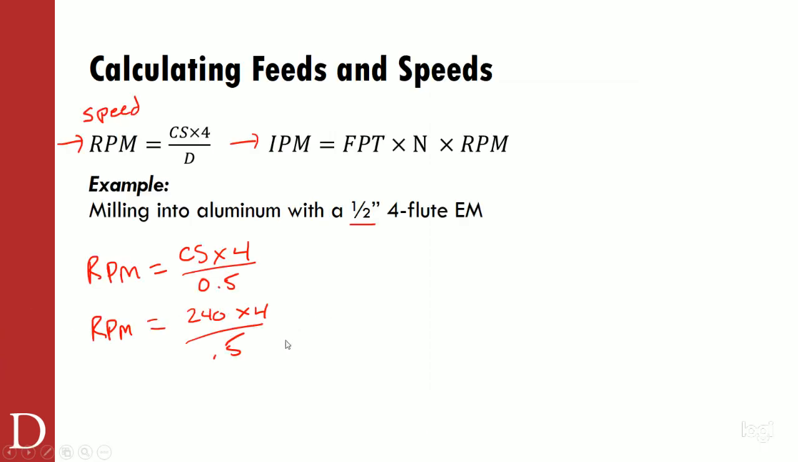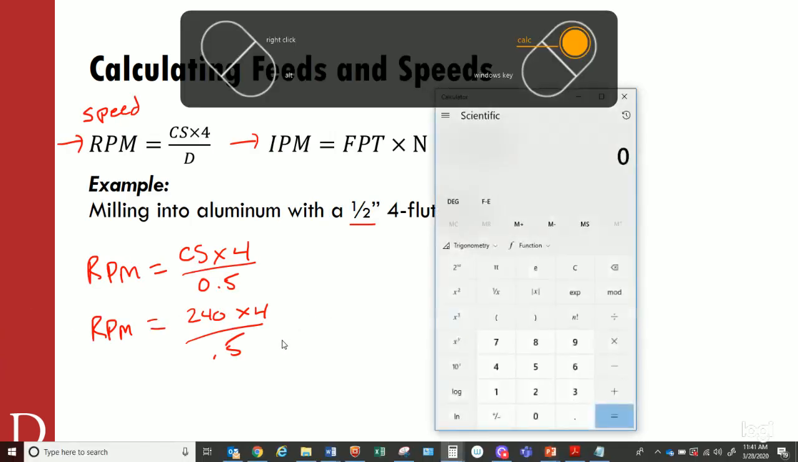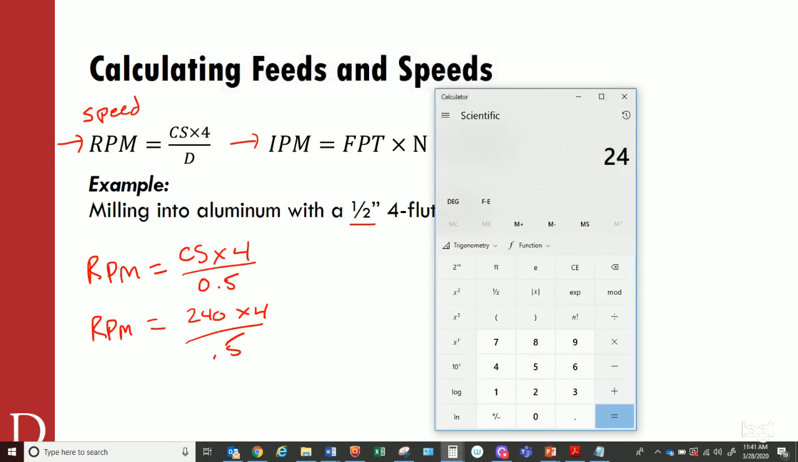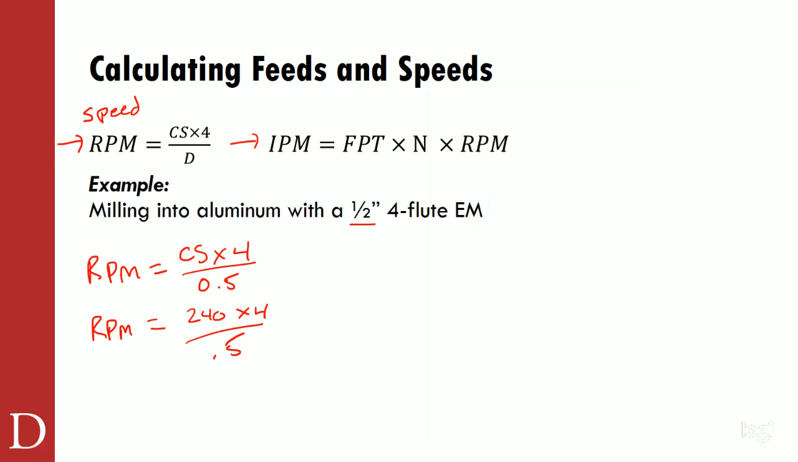All right, 240 times 4 over 0.5. Now I can do that real quick. We'll go 240 times 4 equals, divided by 0.5. So that's 1920. So I can see now that my RPM is 1920. Okay, so that's pretty easy.